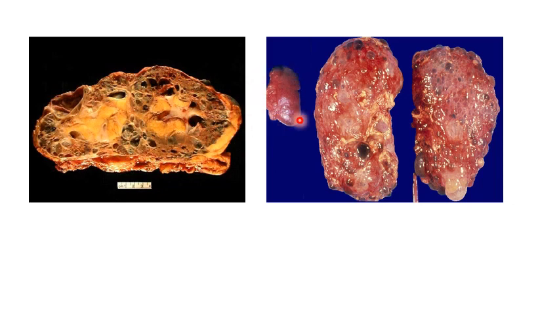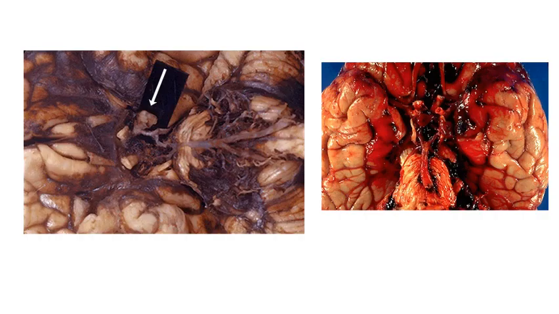You can see a normal kidney here for size comparison. So these become very large, and the kidney is replaced by multiple cysts, and it's very hard to see any normal renal parenchyma left in these kidneys.